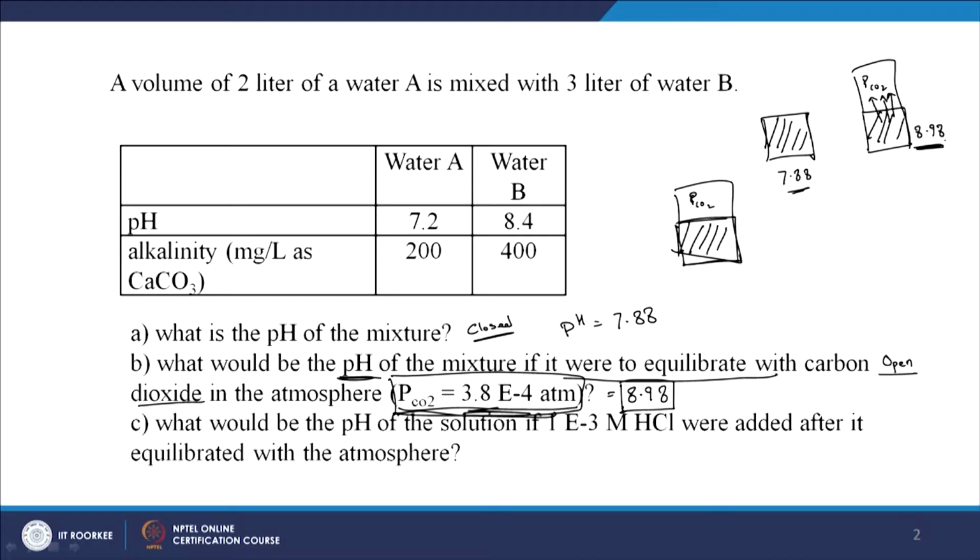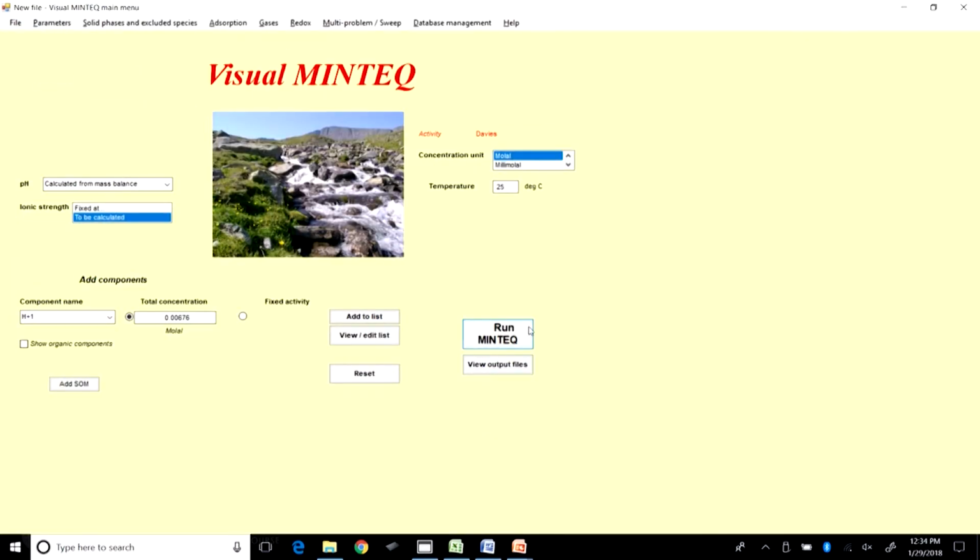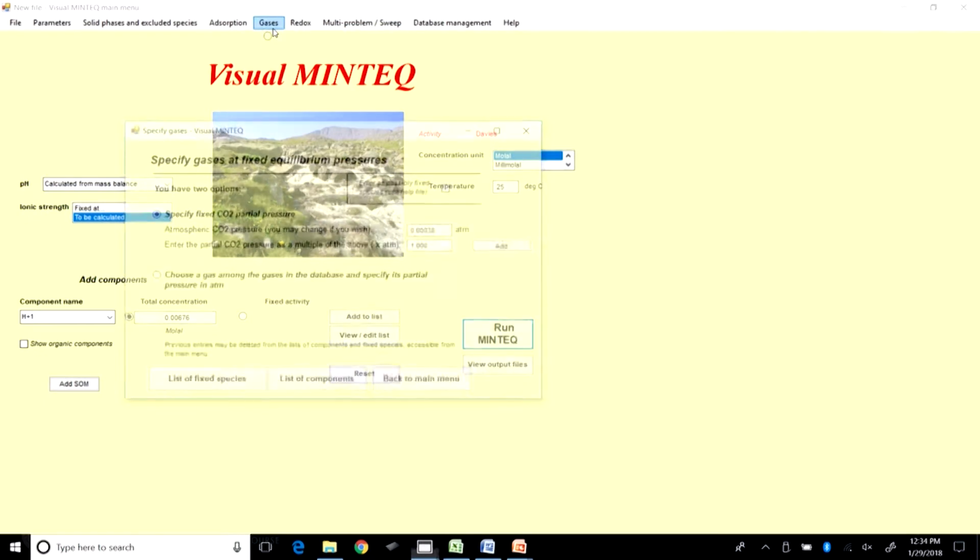So just for the sake of analysis, to try to understand the system, let us try to increase this particular value and see what we would come up with. So I am going to go back to the input menu, going to go back to gases.